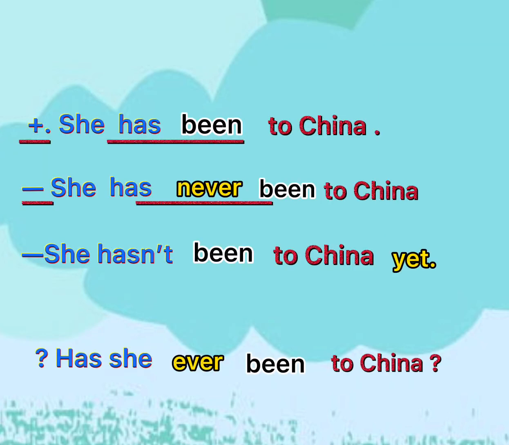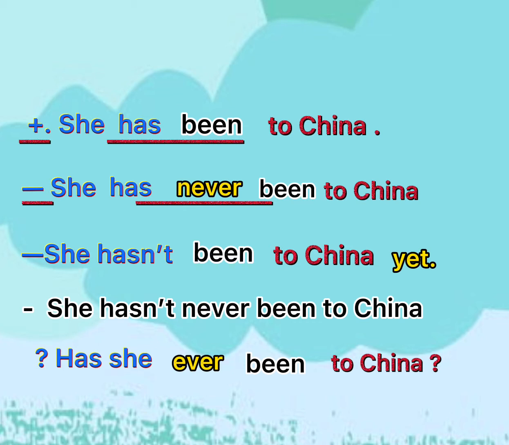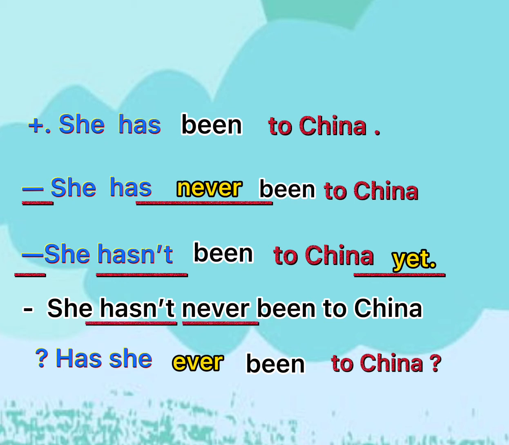Next sentence. She has been to China. It's a positive sentence. She has never been to China. It's a negative. She hasn't been to China yet. It's a negative too. She hasn't never been to China. Here are two negative words, hasn't and never. It is not right. Never do that. You should have only hasn't or never. Has she ever been to China? Ever is used in the question form.